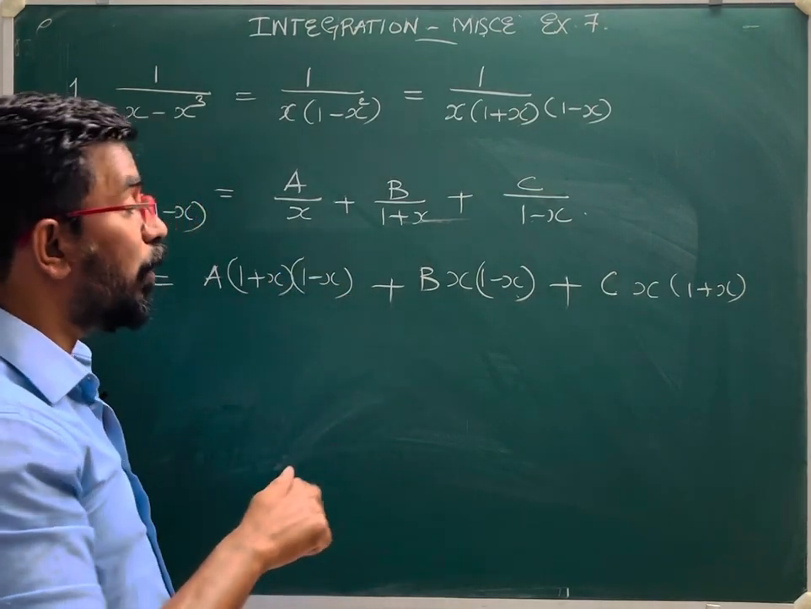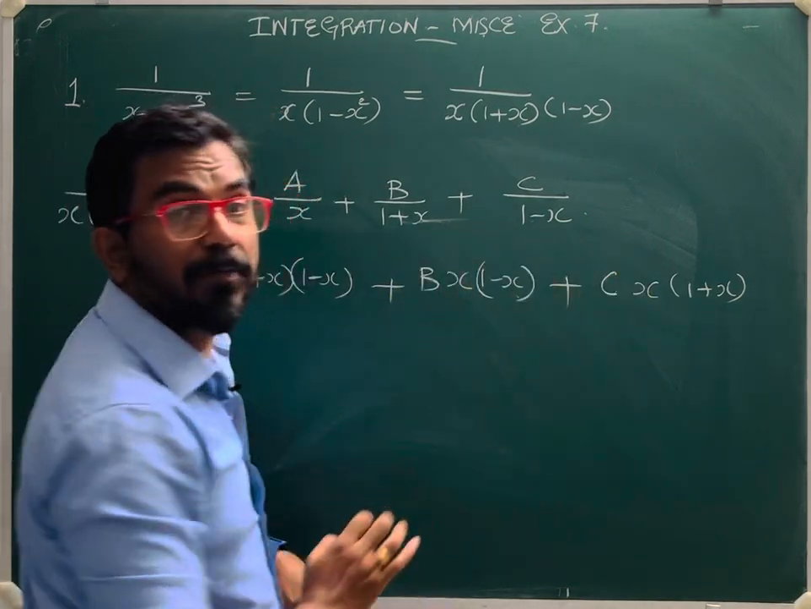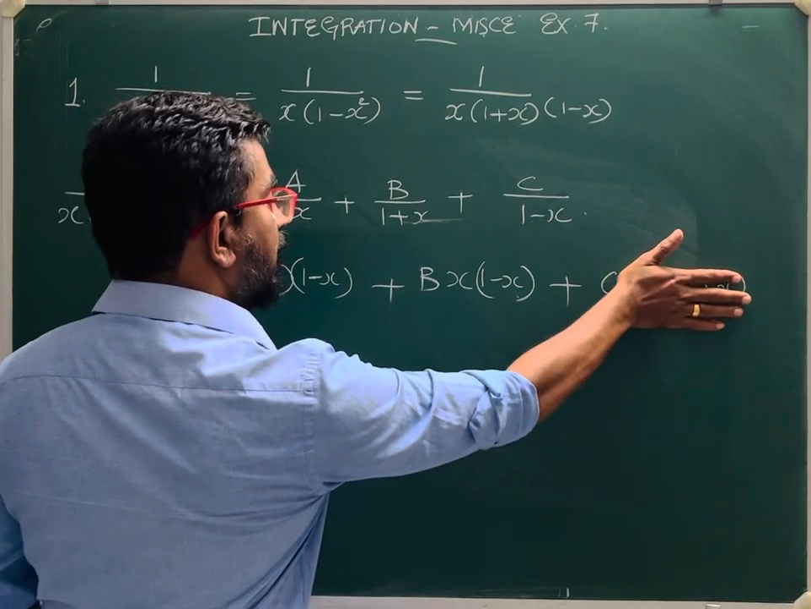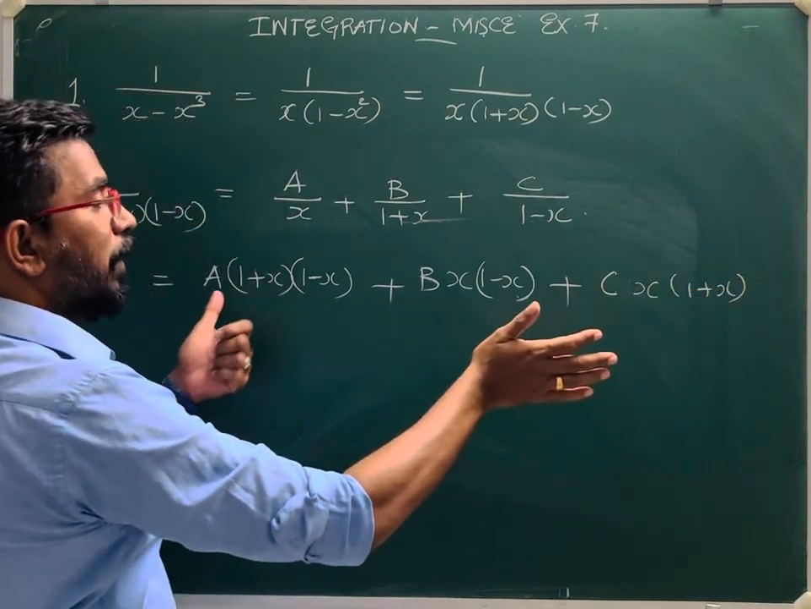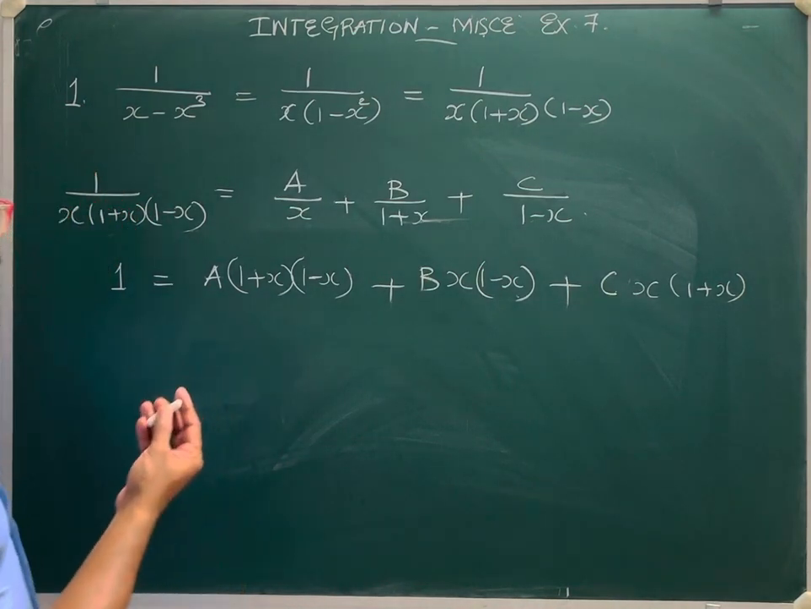If I put x equal to 1, then this term and this term will disappear. I will get the value of c. If I put x equal to minus 1, this will disappear and this will disappear. So I will be getting the value of b. So let us start.